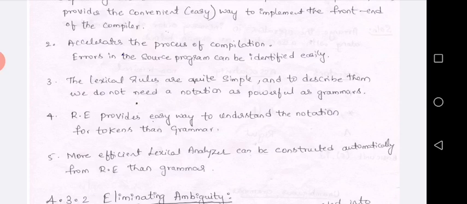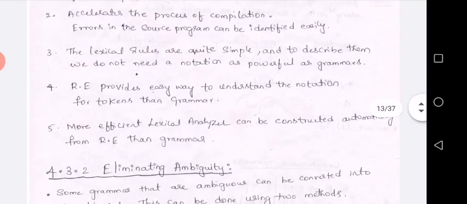Errors in the source program can be identified easily. This is one of the reasons. I don't say that the complete error analysis takes place under lexical analysis. It's impossible. But a few kinds of error detection are possible by the lexical analyzer using regular expressions.